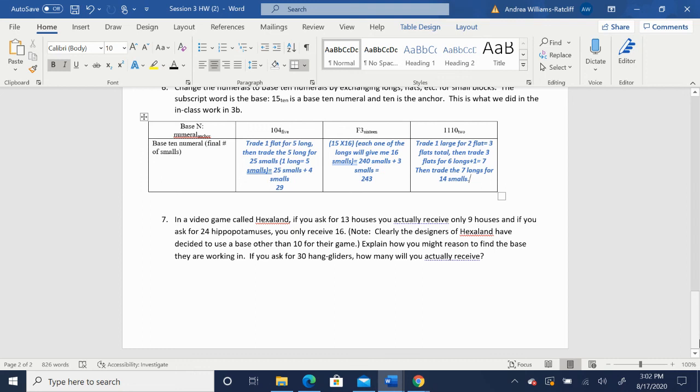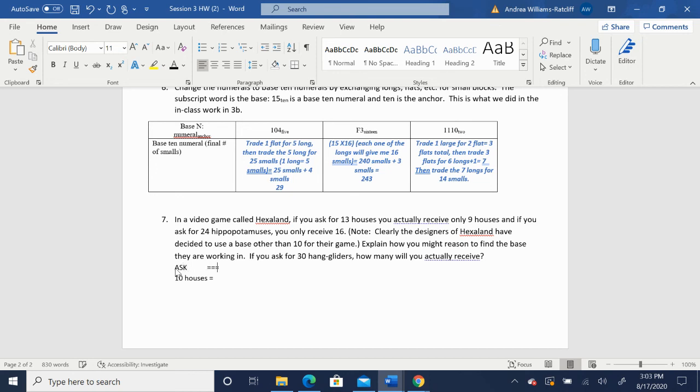In a video game called Hexland, if you ask for 13 houses, you actually only get 9. And if you ask for 24 hippopotamuses, hippopotami, however you say it, you only get 16. How do you know that there might be another base that we're working in here? First we've got to figure out this base, and then we're going to use it for hang gliders. So remember what we talked about in class. We're going to take care of our ones first. So in 13 houses, if I take off the ones, I know that 10 houses is what I ask for. So I'm going to assume my ask is in base 10.